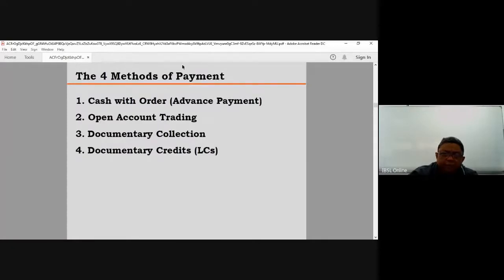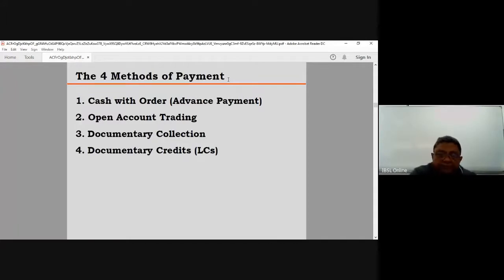When an importer and exporter do business, the importer has to make the payment. Sorry, the importer has to make the payment to the exporter, right? Obviously, the exporter is supplying the goods. Therefore, the importer has to pay. So what are the methods that are available to pay?